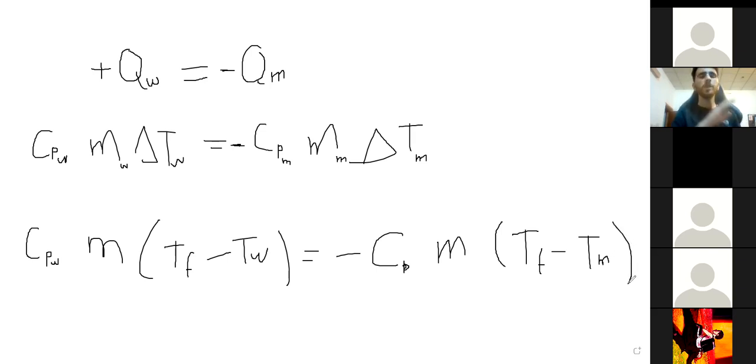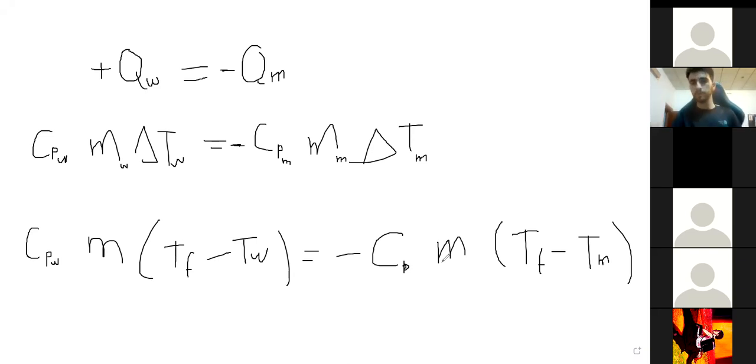Okay, so you will have everything except for one variable. One unknown will be in these variables. You will isolate it and find it. It could be the Cp, it could be the mass, it could be Tf, or it could be Tm. Any of those variables could be unknown, but the rest must be given. And you will isolate.